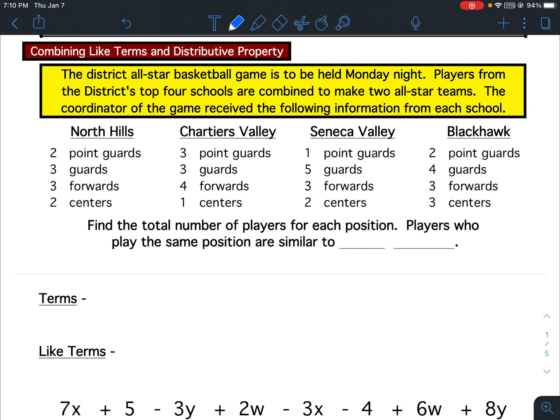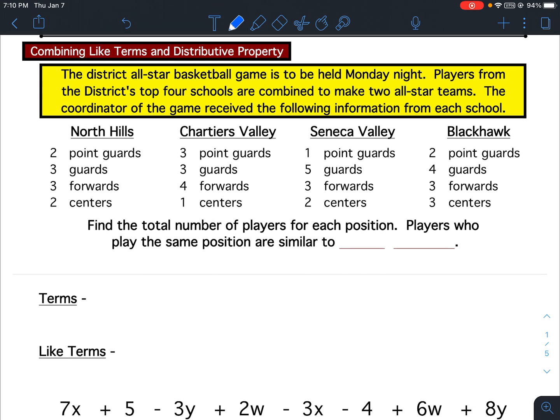Combining like terms and the distributive property, lesson pre-8. Both the distributive property and combining like terms should be a review. So this lesson should be fairly simple, and it's just a way to refresh our memories. So let's start with what's in the yellow box.